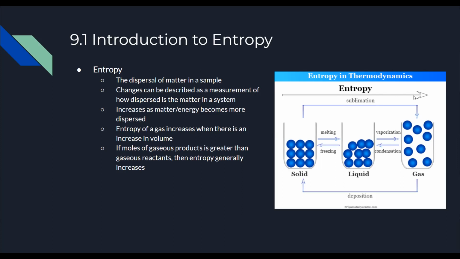And entropy decreases when the gas goes to a liquid because it's coming together, and then that goes to a solid. The entropy of a gas also increases when there's an increase in volume, as you have more space for the particles to spread out. And if moles of gaseous products are greater than gaseous reactants, then entropy generally increases, as you have more products being created in a reaction than you had reactants. So the matter gets much more dispersed.